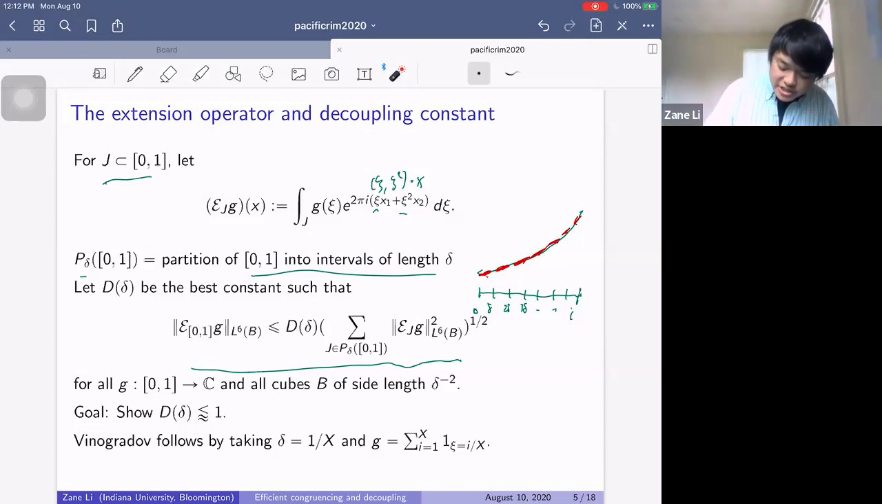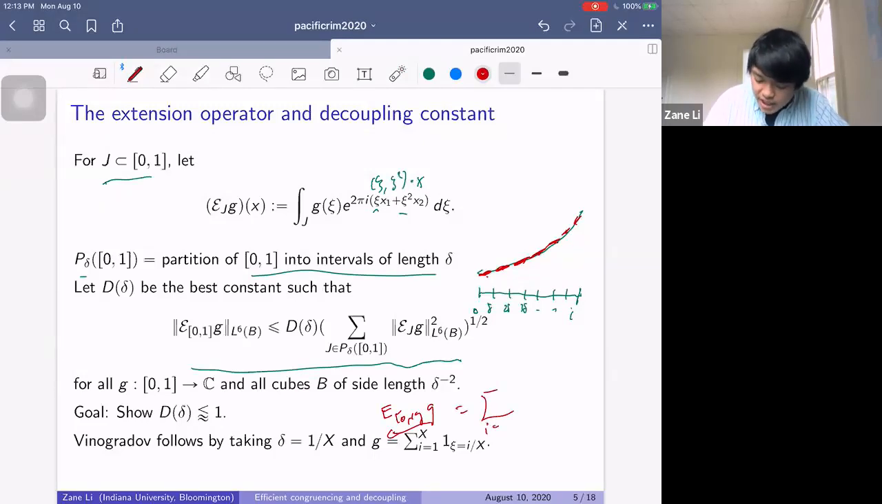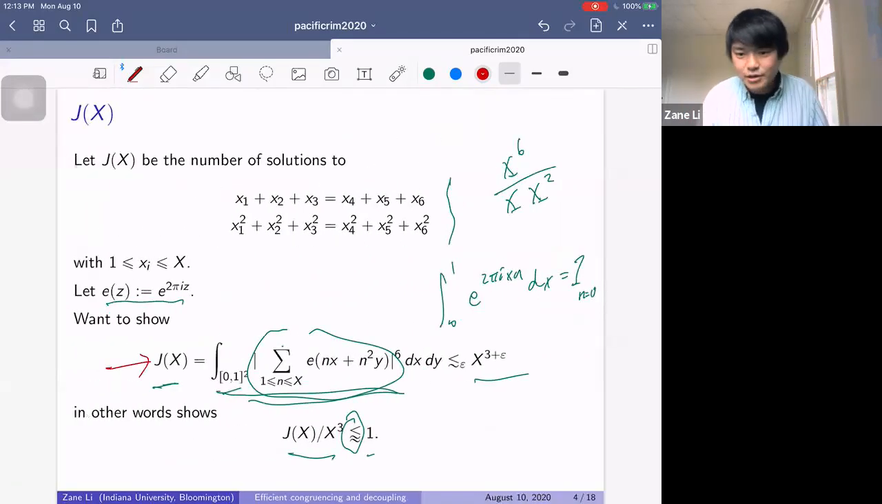So you want this estimate to be true for all functions g and for all squares of side length delta to the -2. And our goal will be to show that this decoupling constant is basically bounded by 1, with this less than approximate. And quadratic Vinogradov would just follow by taking delta to be 1 over x and g to be the sum of Dirac deltas over here, because if you pick g to be the sum of Dirac deltas, then E_[0,1] of this g here is just an exponential sum. So it should be the sum for i from 1 to x of e of i over x times x plus i squared over x squared times y. Then you want to measure that in L6, and then you do some appropriate changes of variables, and then you would get this estimate over here.